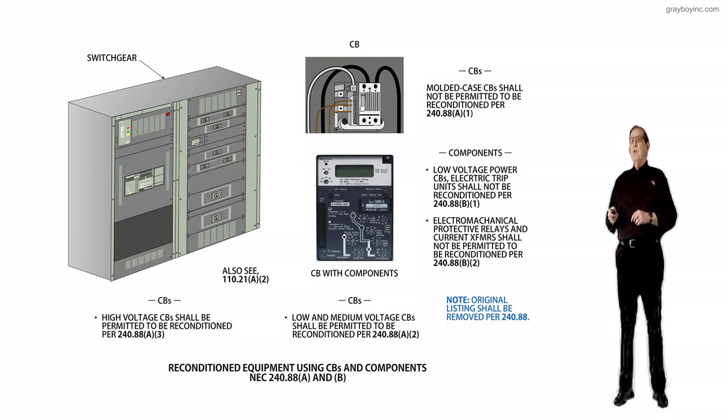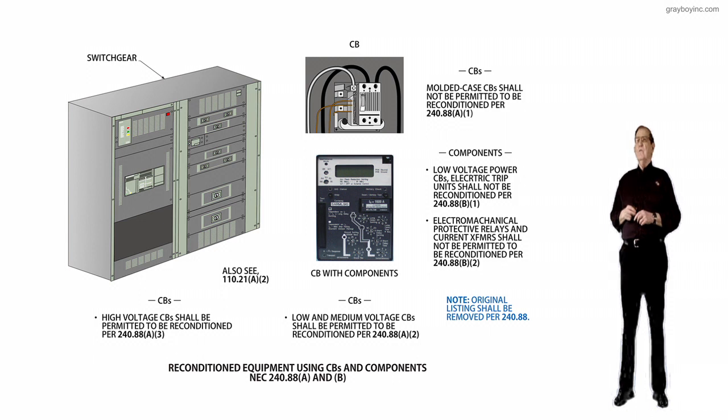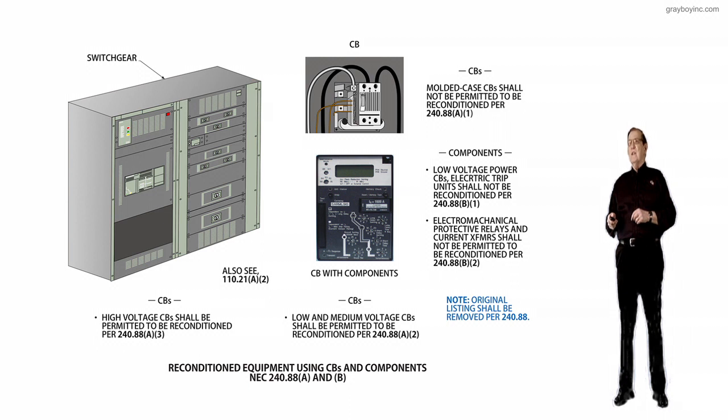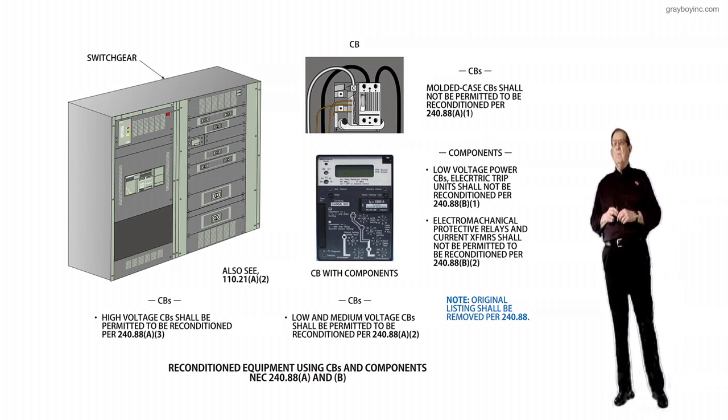Secondly, components now. Low voltage power circuit breakers, electrical trip units shall not be reconditioned as outlined in 240.88 B1. Thirdly, electromechanical protective relays and current transformers shall not be permitted to be reconditioned as outlined in 240.88 B as in boy 2.